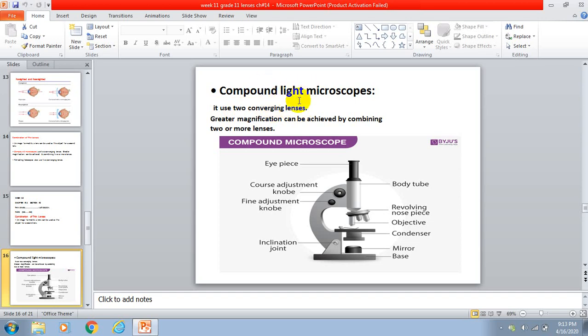Look, the compound microscope is consisting of two converging lenses. Converging means it brings all the light rays, or different rays, to a single point. We call them the converging ones.